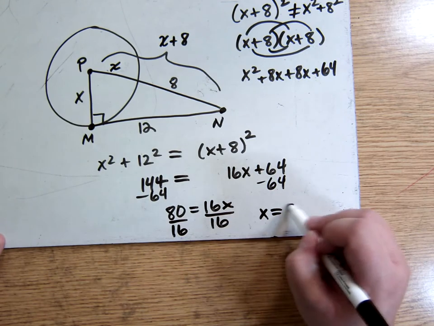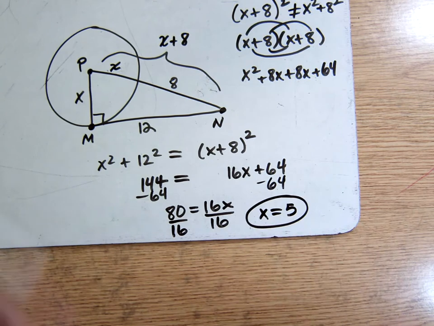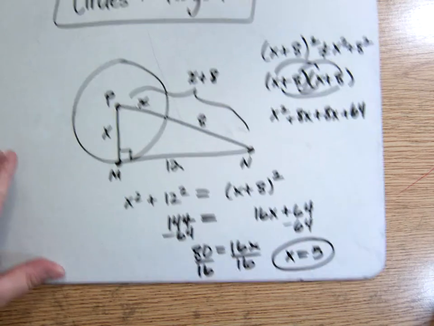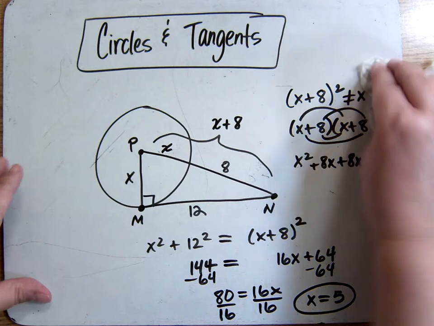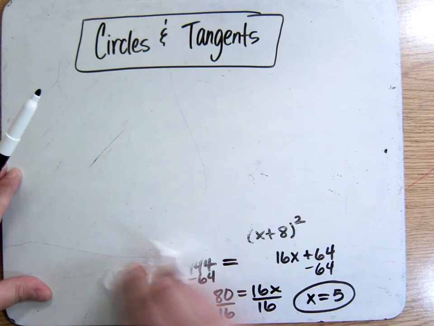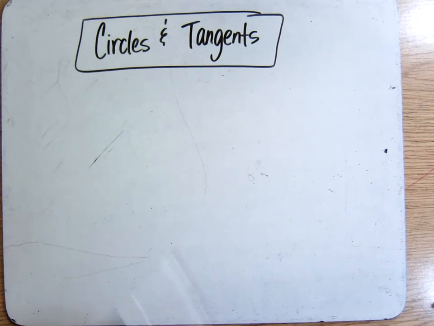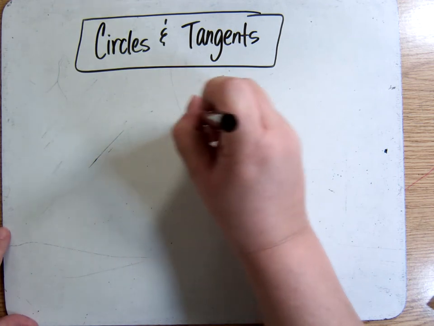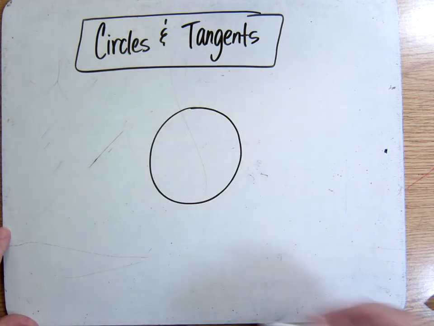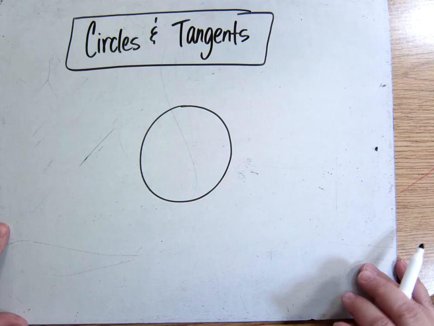All right, so that is a couple of the ways that we might use the first theorem about tangents and circles, which says that a tangent is always perpendicular to the radius at the point of tangency. There is another theorem about circles and tangents that I like to consider the ice cream cone theorem.